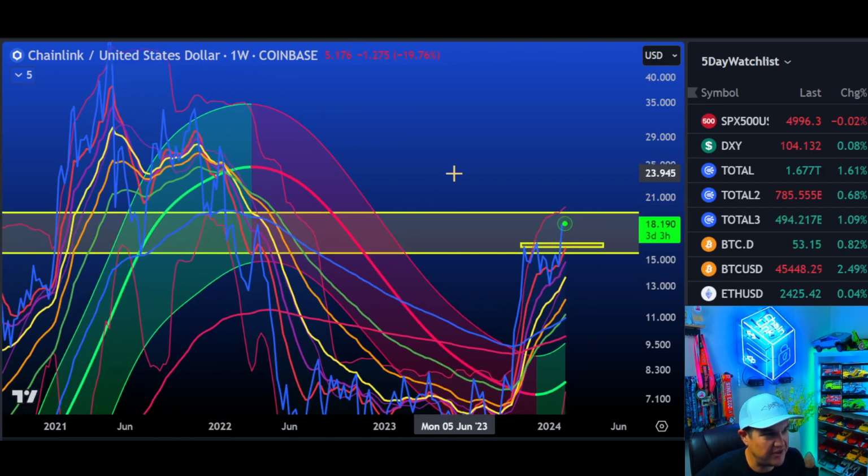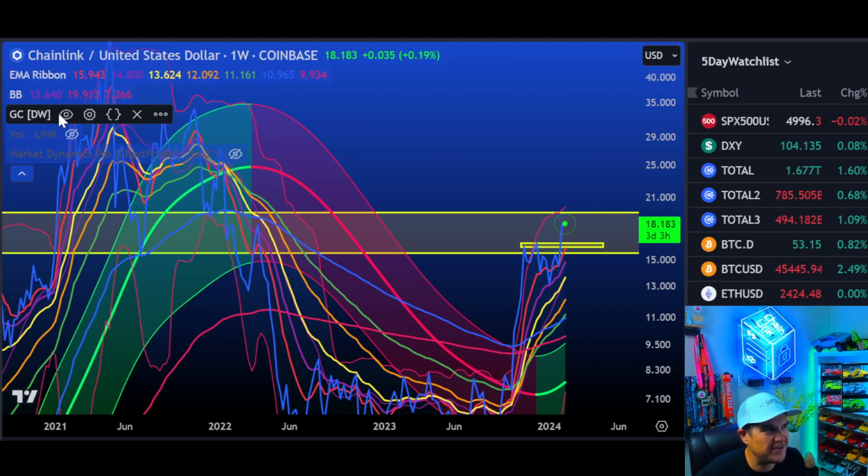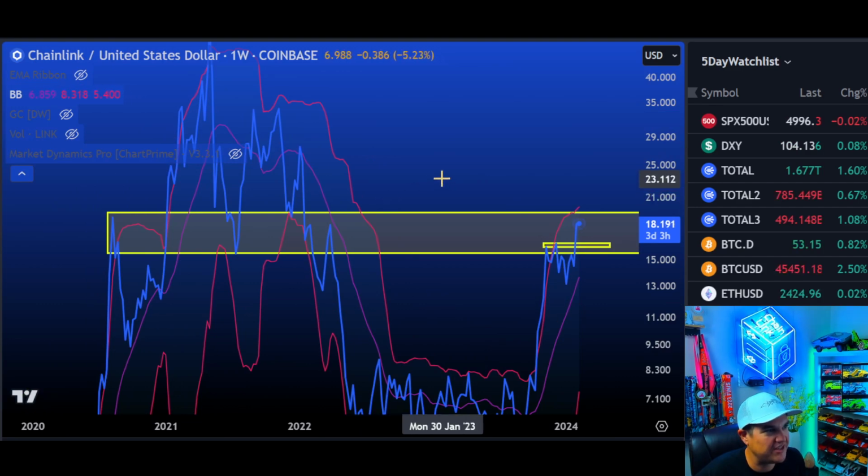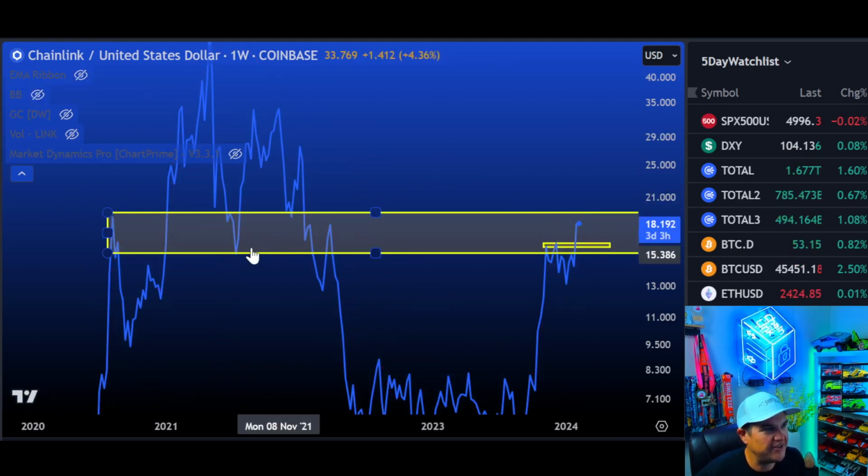And I apologize if you're still struggling here. Let's remove the Gaussian channel because even I'm having a hard time seeing all this. So let's remove our moving averages, clean it up there. Remove the bullet. Let's just make it a clean chart. There you go. So we have peaks, valleys.